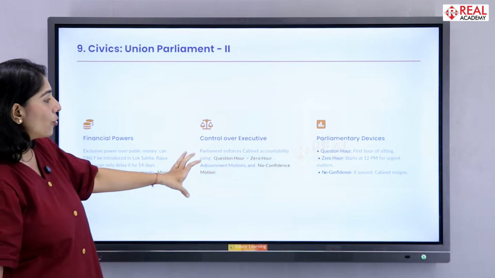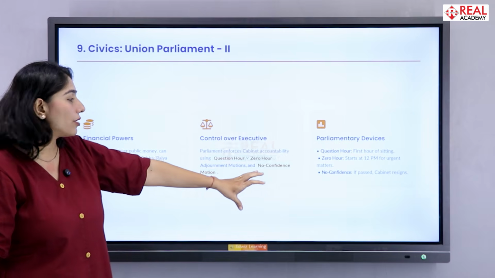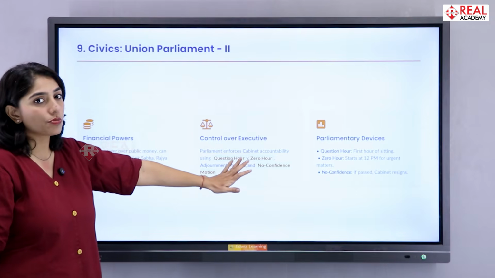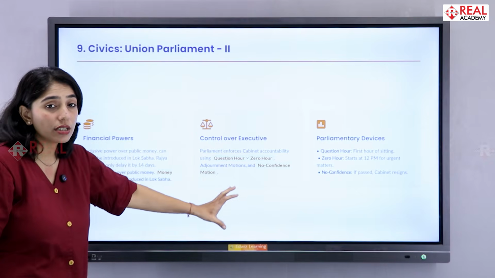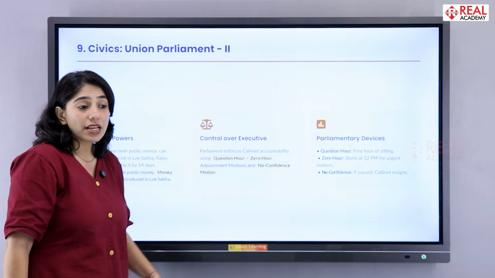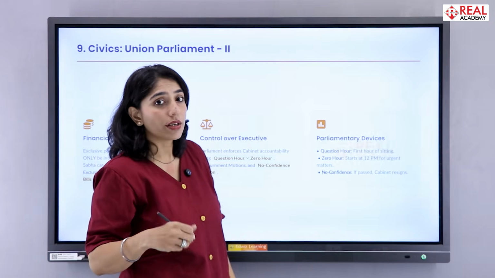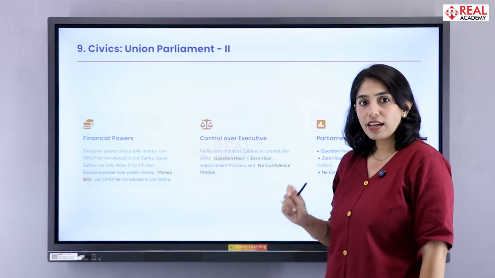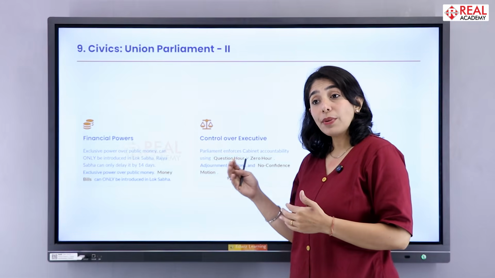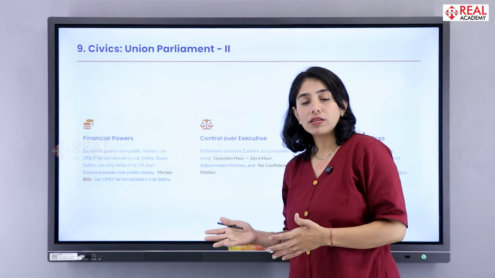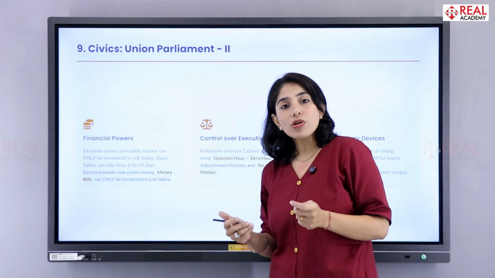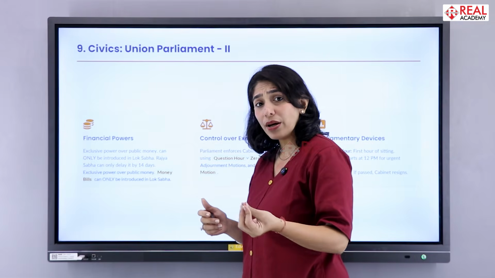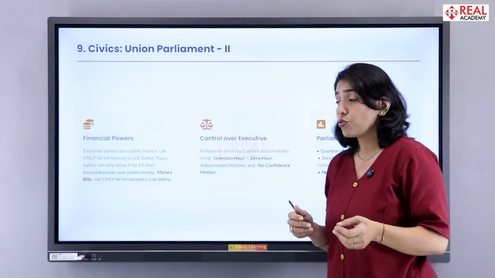When you talk about control over the executive, we talk about the question hour and the zero hour. Also, we talk about the adjournment motion and the no confidence motion. This is something which you really need to understand. For civics, there is nothing where you can write stories. Certain formal terms are required, and hence knowing history is easy, but coming up with civics is a little difficult. Why so? Because you need to come up with the exact number, the exact members, and also the formal terms which are required.